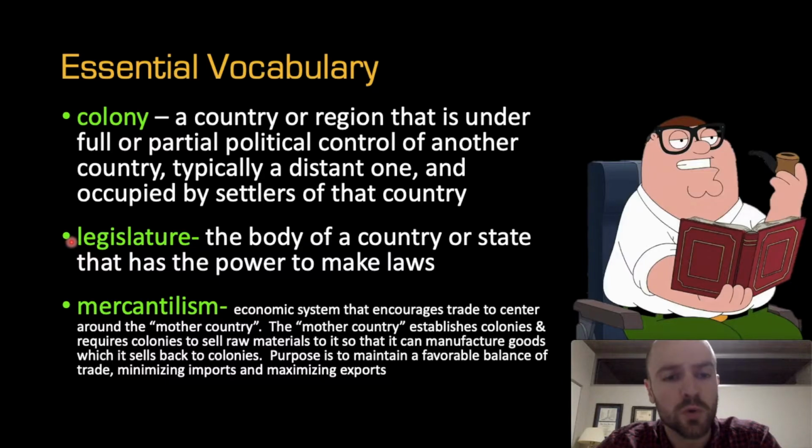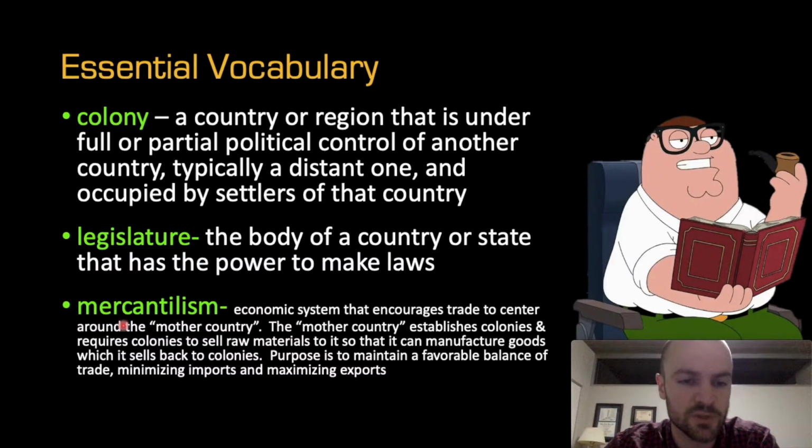The word legislature is also a word that I want you to know. A legislature is the body of a country or state that has the power to make laws. Our national legislature in the United States is the U.S. Congress. The legislature in Illinois is the Illinois General Assembly. Whatever body or collection of people is empowered to make laws, that's what is known as a legislature.